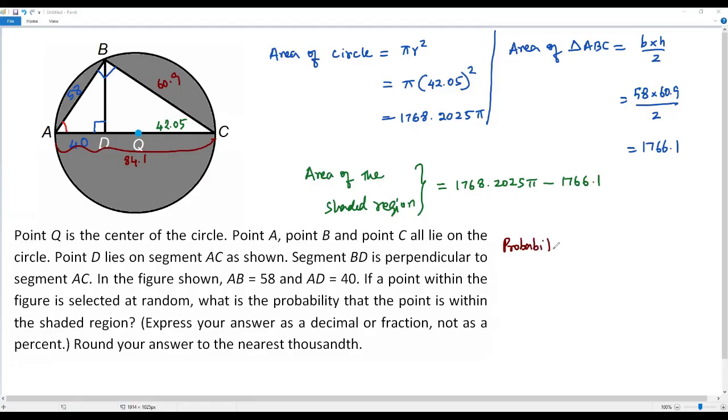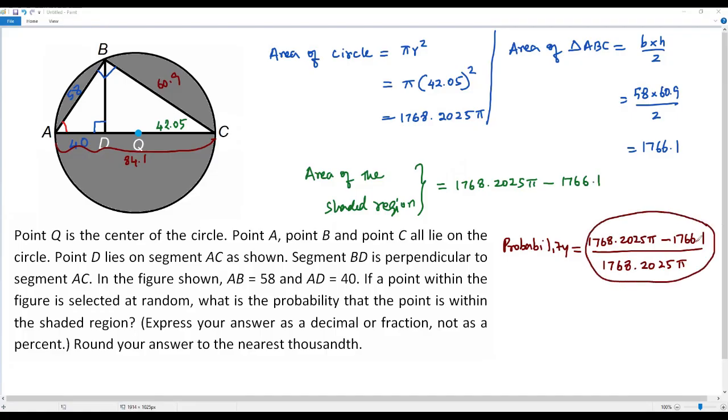To get the required probability, we have to write the sample space in denominator, that is the area of the given figure or area of the circle. We got it already, that is 1768.2025 pi. In numerator, we have to write the stuff for which we need the probability. We have to find the probability that the point is within the shaded region. So we have to write the area of the shaded region in numerator. Already we got that. That is 1768.2025 pi negative 1766.1. We can use Desmos graphing calculator to evaluate the value of this expression.